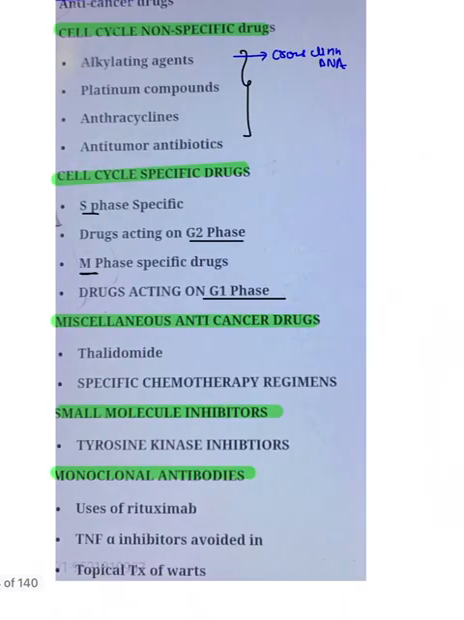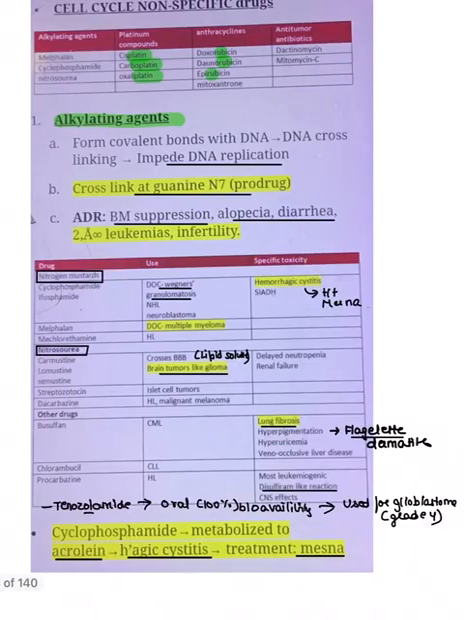So first, cell cycle non-specific drugs. We have 4 categories: alkylating agent, then platinum compound, anthracycline, and anti-tumor antibiotics. So these are the cell cycle non-specific drugs. Coming to the first category, alkylating, we have melphalan, cyclophosphamide and nitrosourea. Then platinum compounds, all the names with platin: cisplatin, carboplatin, oxaliplatin.